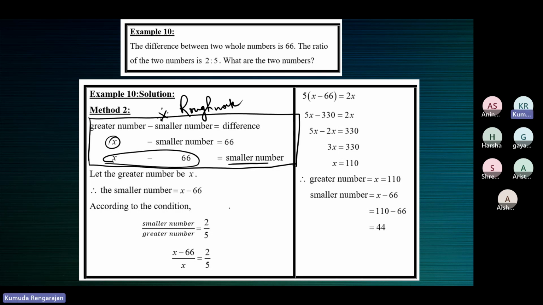So children, it's easy to understand because, supposing the numbers are 5 and 15, 5 is the smaller number, 15 is the greater number. If you call the smaller number x, then the greater number will be x plus 10, right? Or if you call the greater number x, then the smaller number will be x minus 10. Yes or no, children? Yes, ma'am.